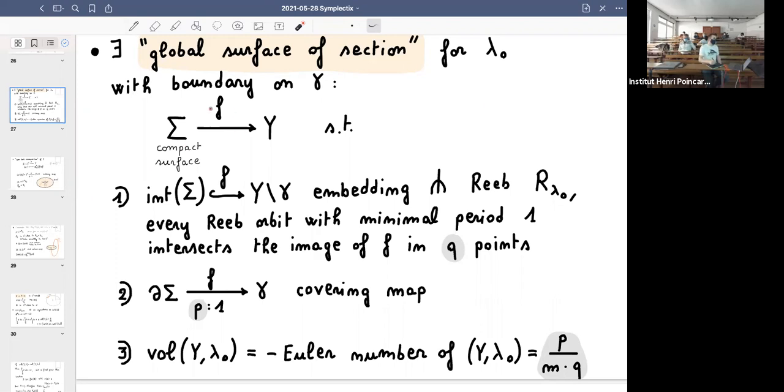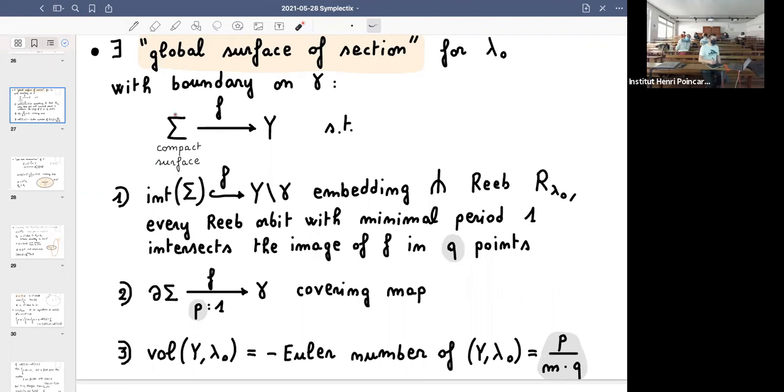So basically, this object is a smooth function F from a compact surface with boundary, which I call sigma, into our contact manifold Y. It has three properties. The first property is that this map F is an embedding when restricted to the interior of the compact surface with boundary, and it's an embedding into the complement of the given periodic orbit gamma in the Besse contact manifold. This embedding is transversal to the Reeb vector field of lambda 0. And moreover, every regular Reeb orbit of the Besse contact manifold, namely every Reeb orbit that has minimal period 1, intersects the image of this embedding in Q points. Q is a parameter that I have to keep track of. The statement here is that Q is the same for all the regular orbits.